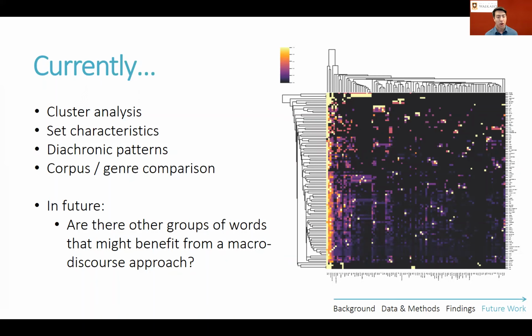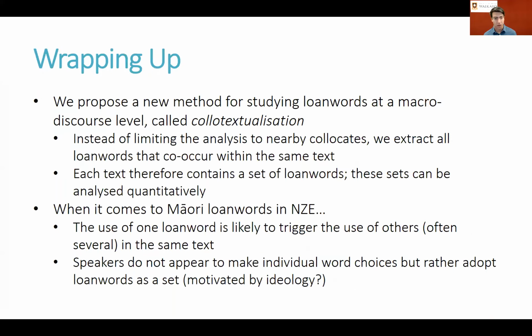In future work, we're wondering if there might be other groups of words apart from loanwords that might benefit from a macro discourse approach. So just to wrap up, we propose a new method for studying loanwords at a macro discourse level, which we've called Collotextualisation. The key idea here is that instead of limiting the analysis to nearby collocates, we look at the text as a whole and then extract a set of loanwords for each text, which we can analyse quantitatively.